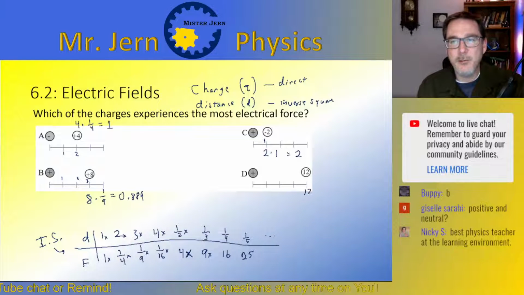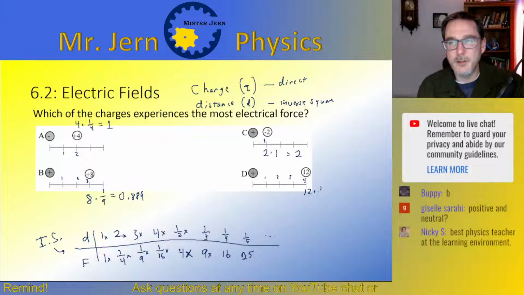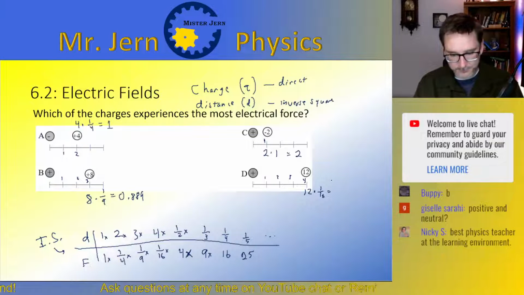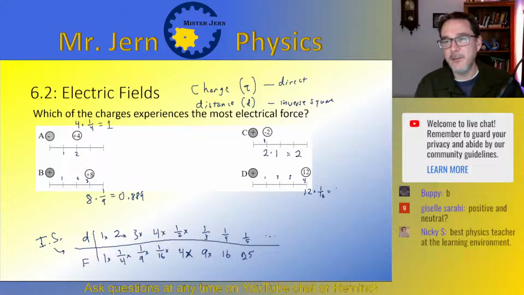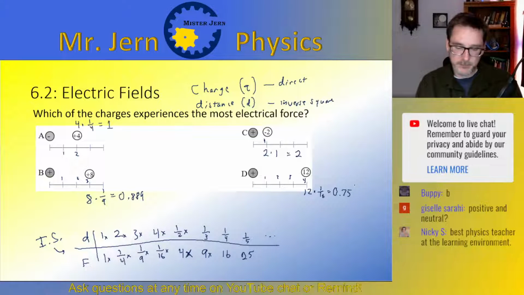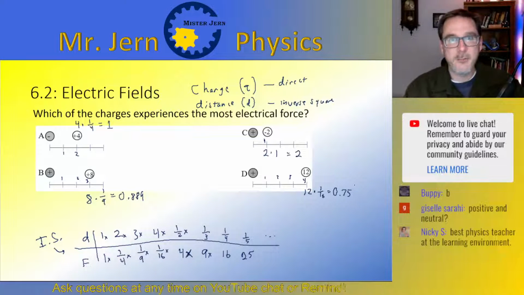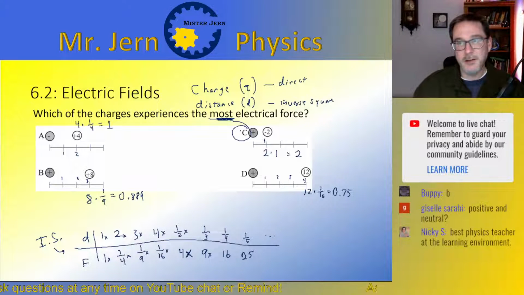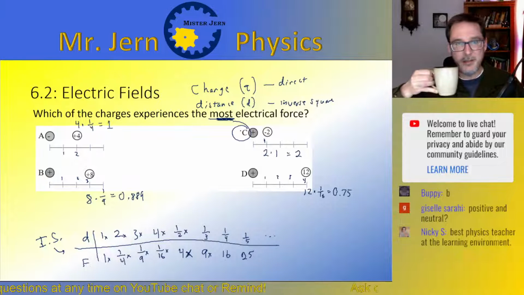This one over here is 12. That's a big one. Let's see if that makes a big difference here. We are 1, 2, 3, 4 units of distance away. 4 becomes 1/16. And 12 divided by 16 is 0.75. So now we just compare the numbers because it wants to know which one has the most electrical force. It looks like C does. It's got twice as much as the nearest competitor.